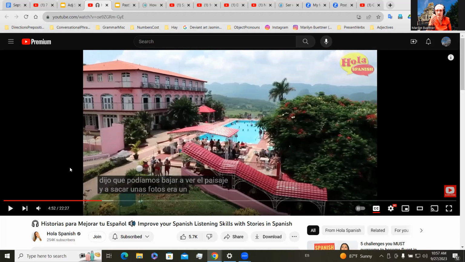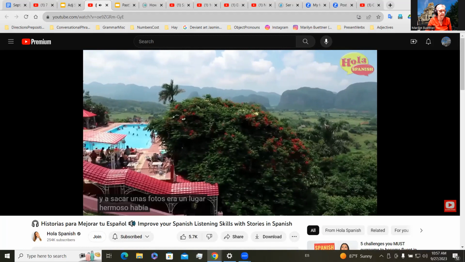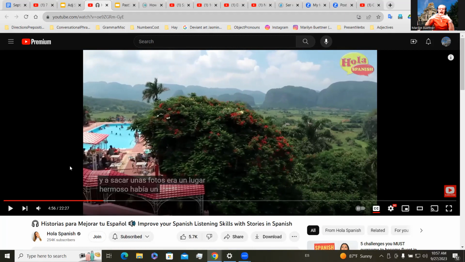Un lugar hermoso. Era un lugar hermoso. It was a beautiful place. Era there is clearly better because it's a description. That landscape was not an event. It's what something looked like. And description has to stay in that camp of imperfecto. Era un lugar hermoso. It was a beautiful place. I'm describing it. And then she's going to say, había, there was.